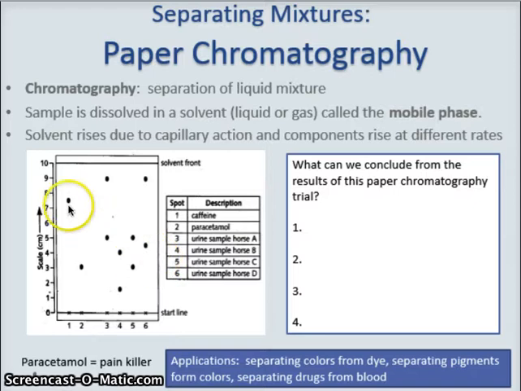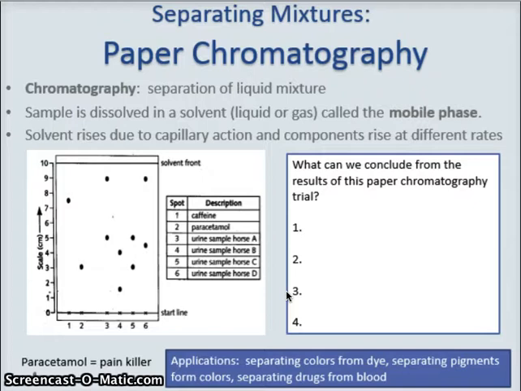And then if you look at the caffeine, no horse has the caffeine. And these other horses, horse 3 and horse 6, or horse A and horse D, have something in common here, but we don't know what it is. It might be something in their diet. I don't know. So just know that paper chromatography is a separation of liquids.